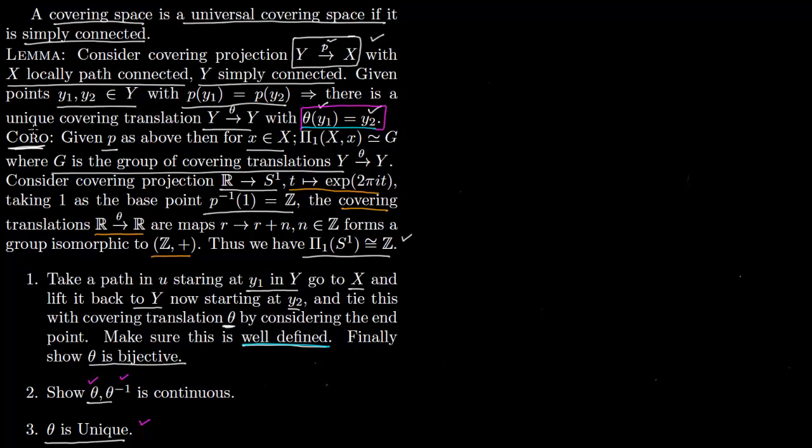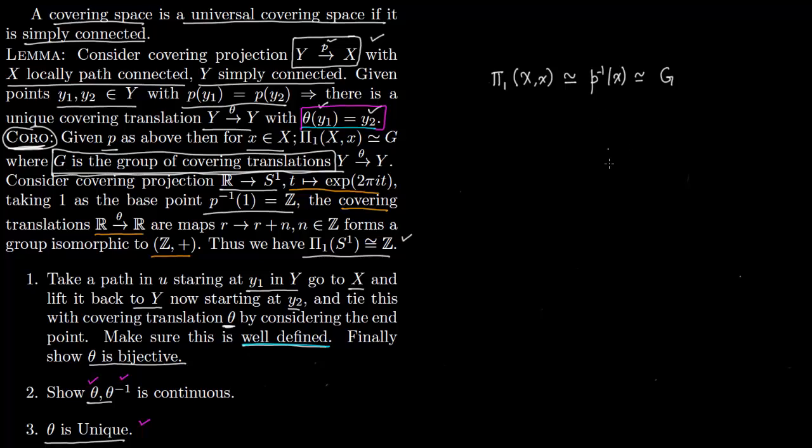So now let us come to the proof of this corollary. We have shown before that this fundamental group is isomorphic to P inverse of X. This was shown in previous lectures, and in this lecture we showed that this P inverse of X is isomorphic to this group G, which is covering translations. So you can see this G is the group of covering translations.